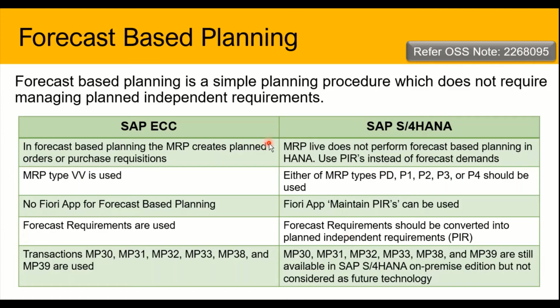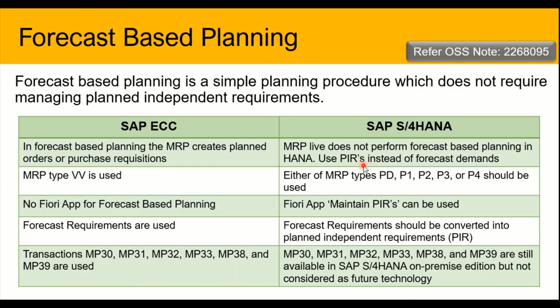And the third topic is on the forecast-based planning. So in forecast-based planning in the SAP ECC, we have utilized the functionality of the forecast creation where the MRP type VV is basically used. And here in SAP S/4HANA, it is actually proposing us to utilize the functionality of the plant independent requirements. So the PIRs can be used instead of the forecast demands, which we generally create in MP38 or in the material master. So that will be replaced with the plant independent requirements.